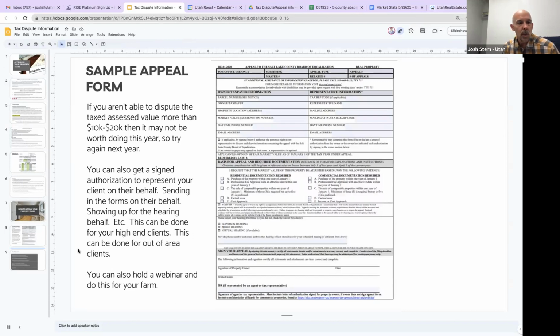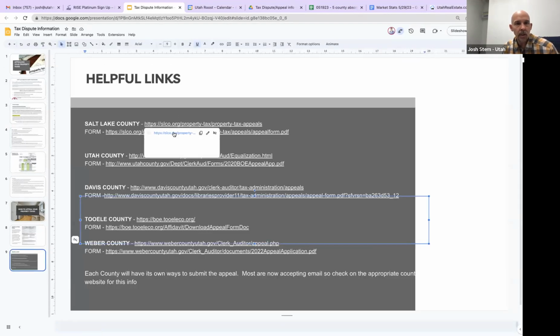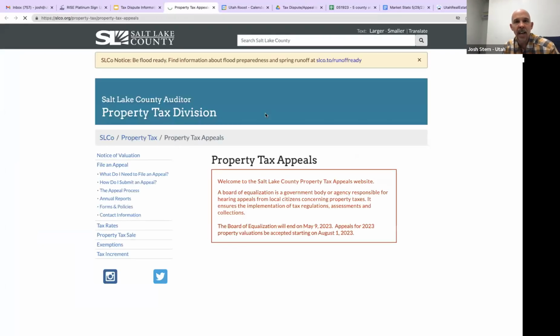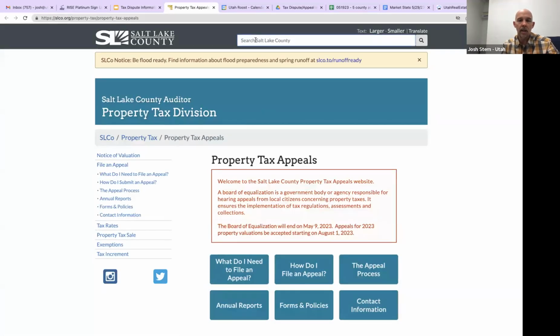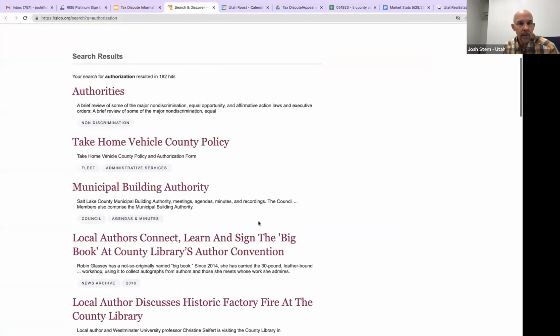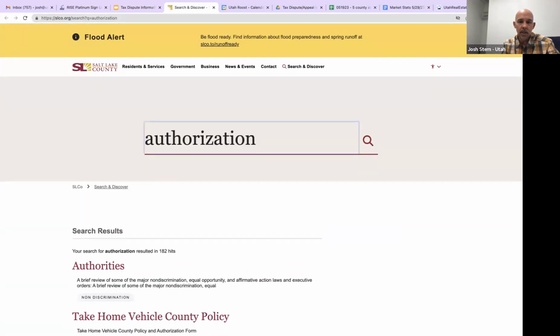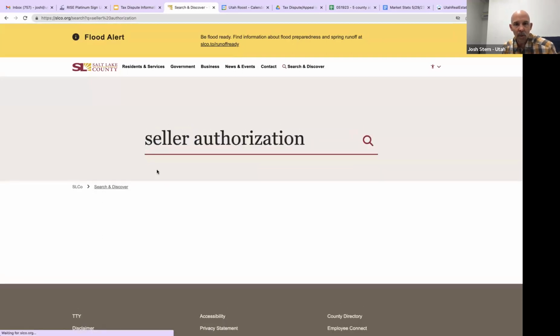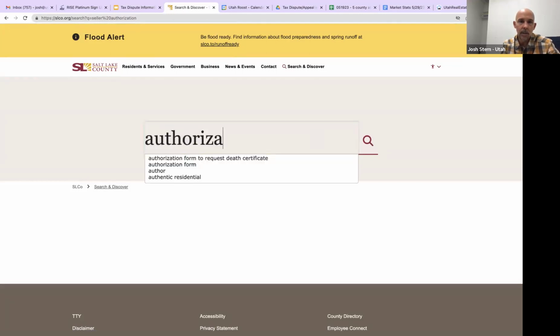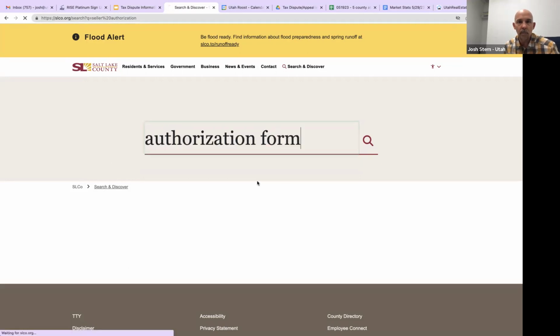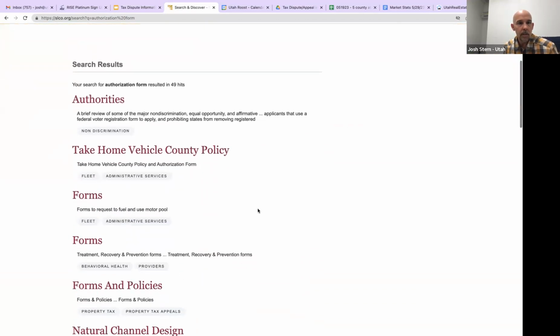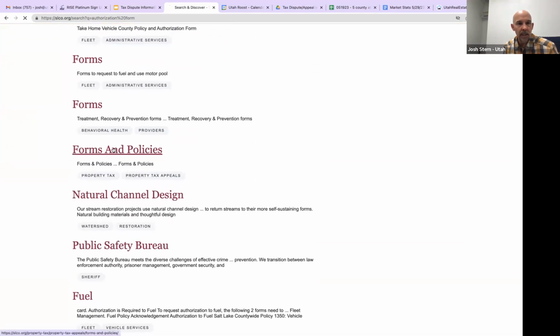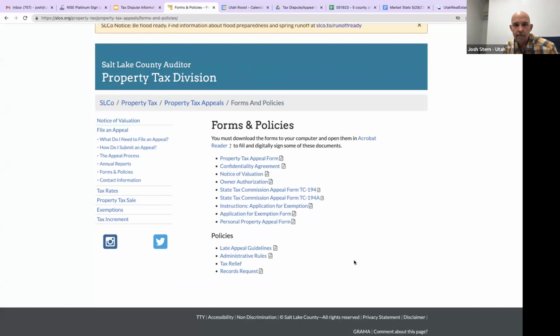So if I went to one of these websites, let's just do Salt Lake County really quick. I'll just click on this. These links are live for you guys to use. Then I could put in authorization up here. Let's see. Maybe seller authorization. Normally, I don't have much of a problem trying to find it once I'm looking for it. So there it is, authorization form. And it would be here, forms and policies. So it's in here because I've done it.